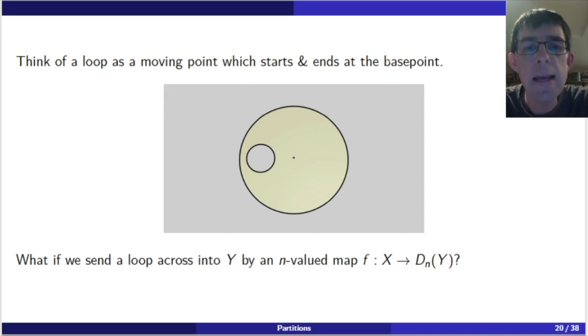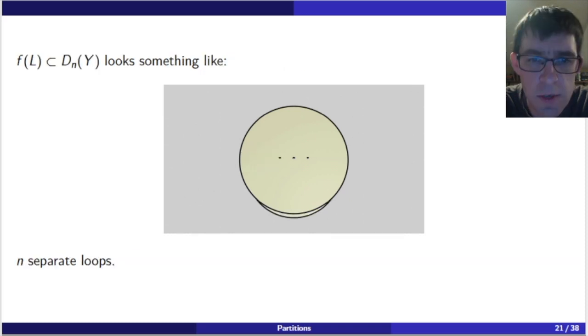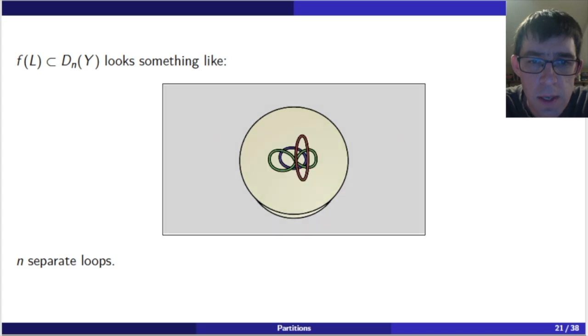All right, and I would like to think about, what if we start with a loop in X, and then we send it across by this function, and it becomes a loop. But when I'm applying an n-valued function to a loop, what's going to happen? A loop, remember, I'm thinking of a single point that makes a journey. When you apply an n-valued function to that, what you expect to see is n different points which make a journey, according to the function. So here's something that it might look like.